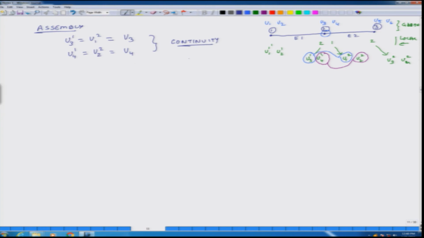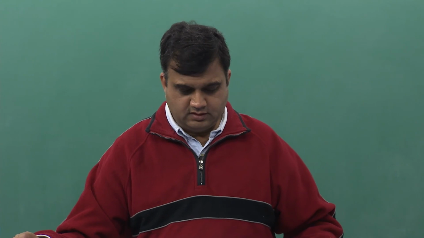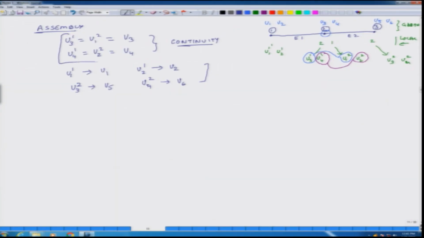And of course, when I am doing the assembly, eventually I will replace u1 1 by u1, which is the global degree of freedom, u2 1 by u2, and then at node 3 it will be u3 2 by u5 and u4 2 by u6. So, I will rename these at the assembly level. These are my continuity conditions.